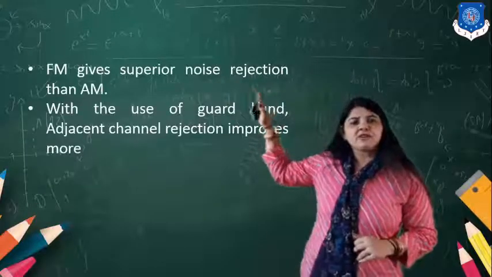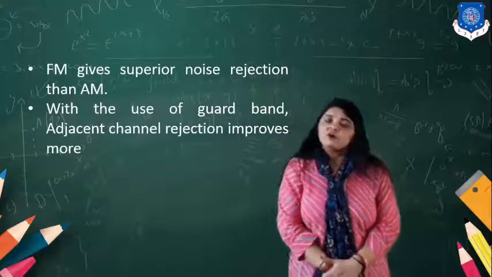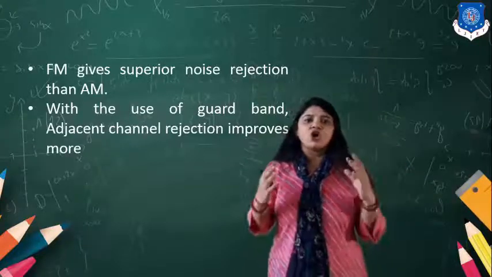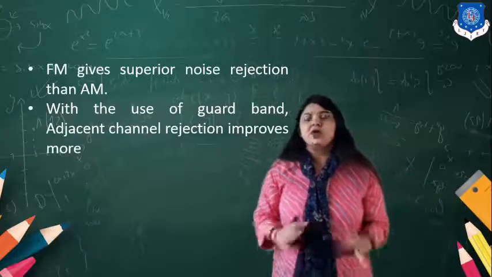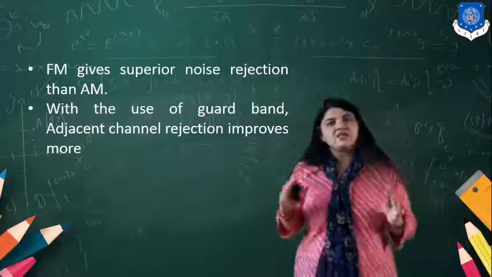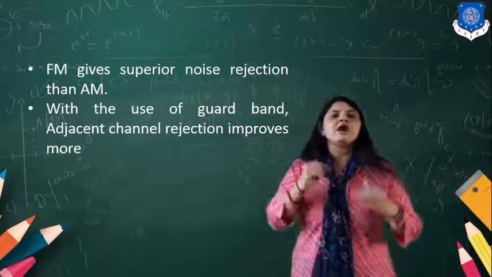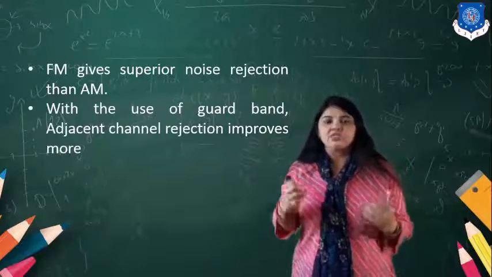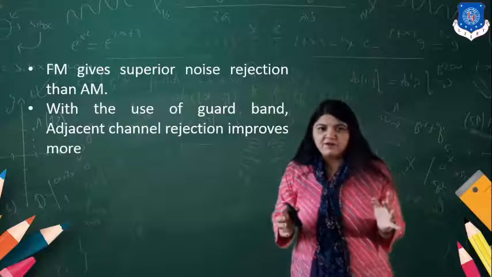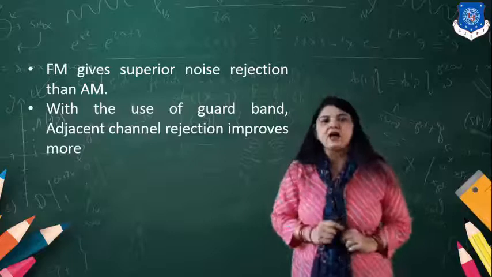So FM gives a superior noise rejection ratio compared with AM. Why? Because in FM there is only a change in the frequency, no change in the amplitude. Noise, which is a higher amplitude, higher frequency wave, can be easily differentiated from the FM wave, and we can demodulate it and remove it by using a filter.